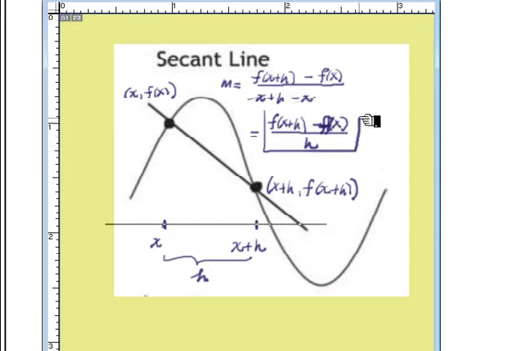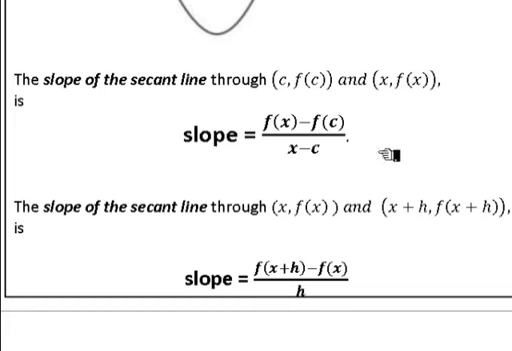This is a familiar object. This is what we call the difference quotient. And in section 1.5, we were simplifying these difference quotients for various functions. So here we have our two formulas for the slope of a secant line. One formula comes from labeling our two points using c and x for the x-coordinates, and in the other formula we label the x-coordinates as x and x plus h.